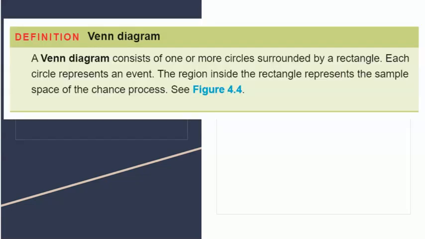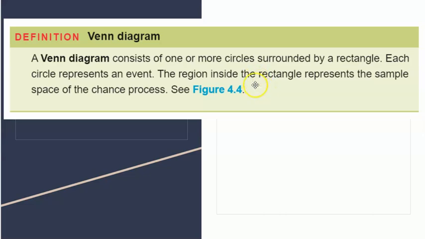So first of all, what is a Venn diagram? You probably know what this is, but it's basically one or more circles surrounded by a rectangle. Now, the surrounded by a rectangle part is actually very important. It's a part that people usually forget about, but I'll remind you of it over and again. Each circle represents an event, and the inside of the rectangle represents the entire sample space of the chance process.